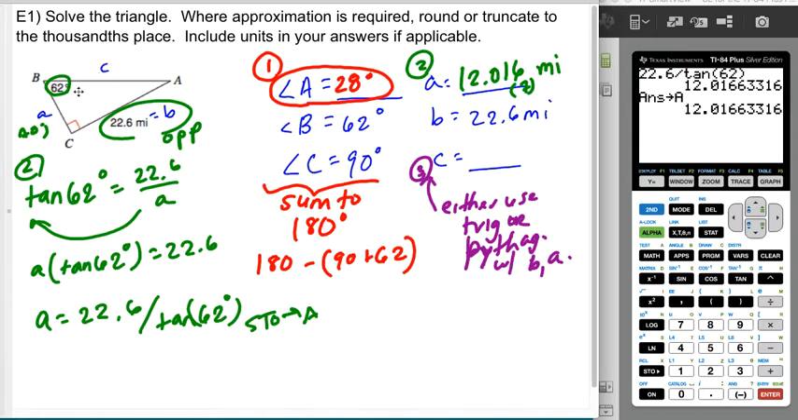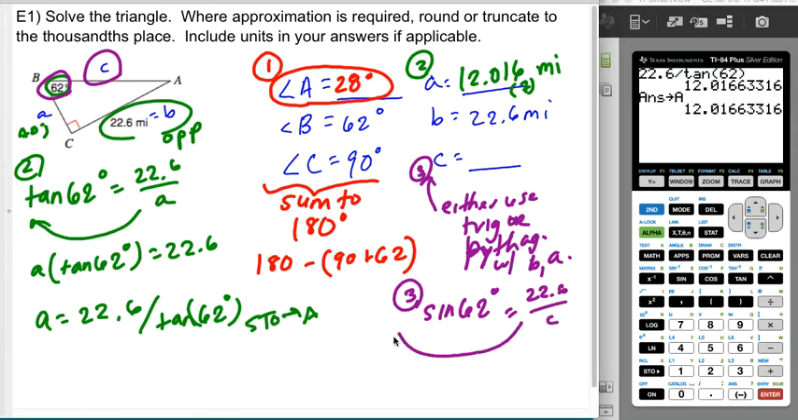I'm going to go ahead and do some trig. I'll go ahead and do sine. So for my third attempt, and I didn't end up needing this A, but I might sometimes, so it's worth storing. I'm going to say that the sine of 62 degrees is the opposite, which is the 22.6, over the hypotenuse. So I'm basically going to solve the same way by multiplying the c over and dividing the sine value. So I'm going to get that c is 22.6 divided by the sine of 62 degrees.